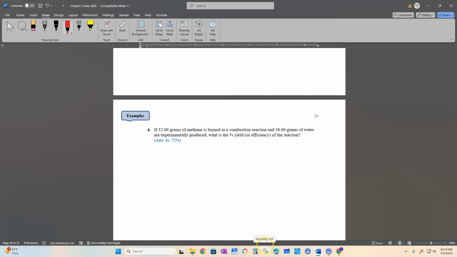I have 32 grams of methane. The formula for methane, which we talked about in chapter 2, is CH4, and it is burned in a combustion. Well, that just told me a lot. Combustion reacts with O2, and methane's a gas. And it says 30 grams of water are experimentally produced. With combustion, we always know we're going to get water and CO2 gas. With a quick balancing, I would need a 2 on water and a 2 on my O2. What is my percent yield?